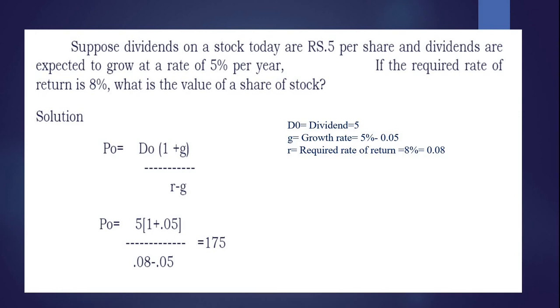Divided by r. So what is r? Required rate of return. In the third line they have given, if the required rate of return is 8%. So how much is it? 8%. Again we convert it into decimal, that is 0.08, minus g. We already know g is 0.05. So if we simplify this, we get the answer as 175.